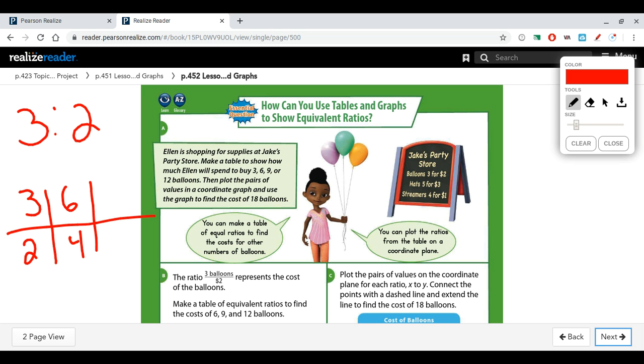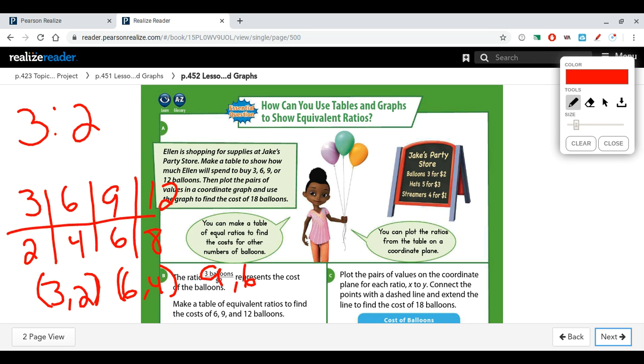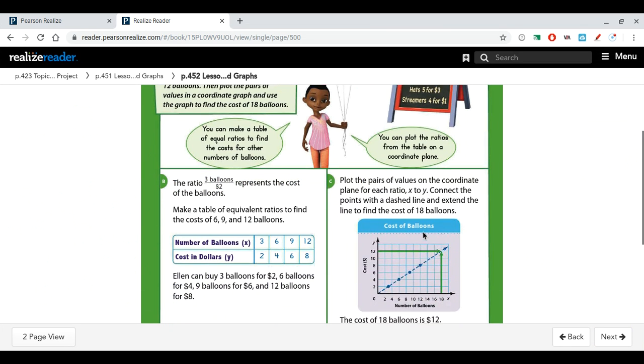I have 9 balloons is going to cost, notice here, I'm going to be doubling. So I doubled, now multiplied by 3 is going to be $6. And then 12 balloons is going to be $8. So there's my ratio table. And then I can use these coordinates to graph it. So remember, my coordinates are going to be 3 to 2, 6 to 4, 9 to 6, and then 12 to 8 are the coordinates that I'm going to use for my table.